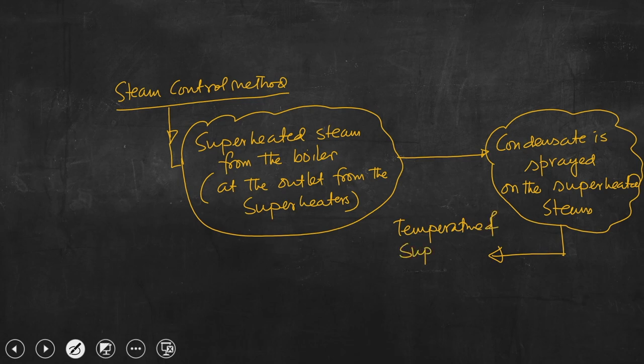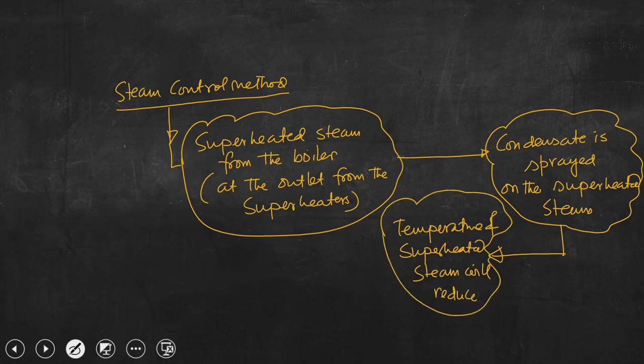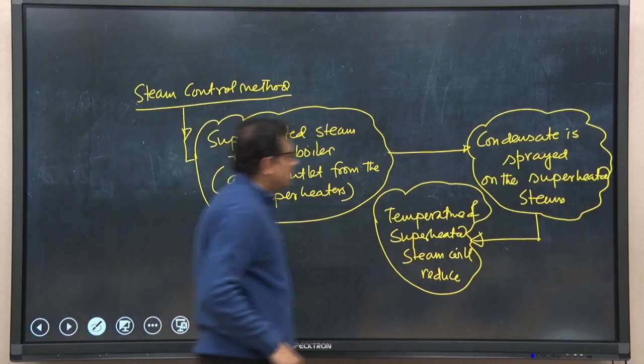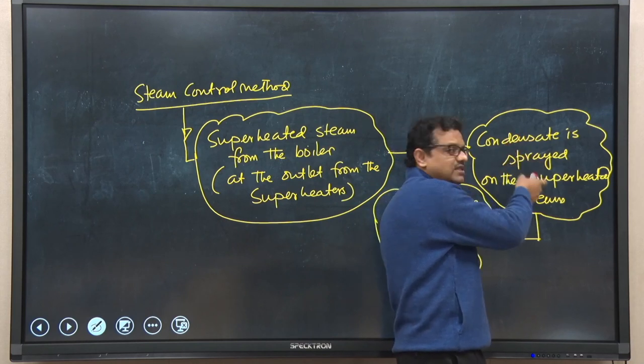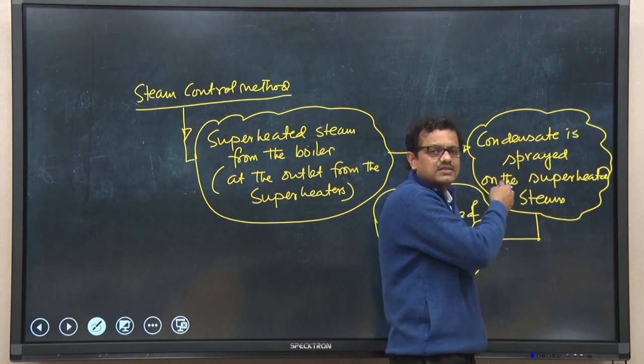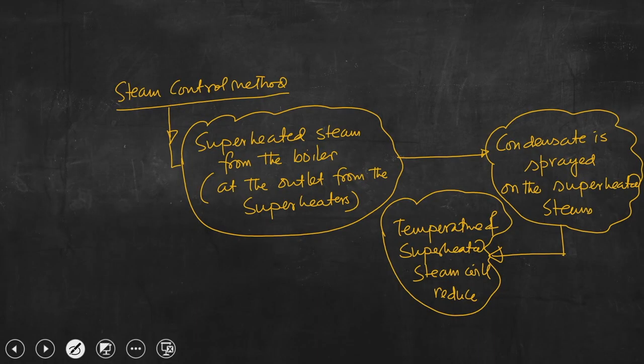Temperature of superheated steam will reduce. So, this is the idea of this steam control method, right. So, we are getting superheated steam, and we are trying to spray the condensate on the superheated steam essentially to reduce its temperature. So, this is the method.